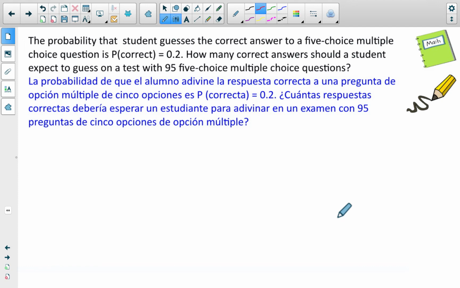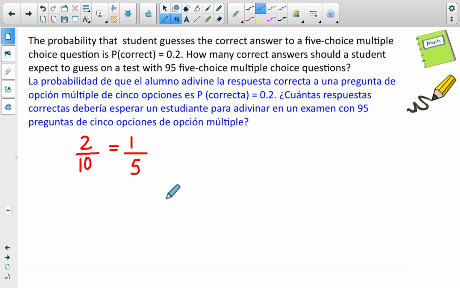All right, I'm going to show you a few ways to do this. One way is setting up our proportion. This is 2/10. That means 2 out of 10. Okay? I am going to simplify that to 1/5.